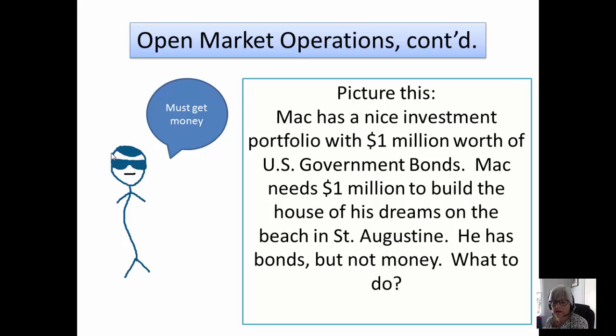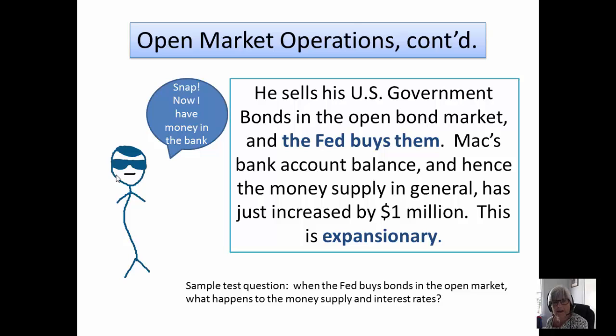Okay, so here we've got a little storyline illustrating. So here's a guy named Mac who has a nice investment portfolio with $1 million worth of bonds, government bonds. Mac needs $1 million to build the house of his dreams on the beach in St. Augustine. He has the bonds, but not the money. So what to do? He sells his government bonds in the open bond market, and the Fed buys them. Mac's bank account balance now, and the money supply in general, has just increased by $1 million. Money just flowed from the Fed, where it wasn't part of the money supply, to Mac's bank account, where now it is part of the money supply after Mac sold his bond to the Fed.